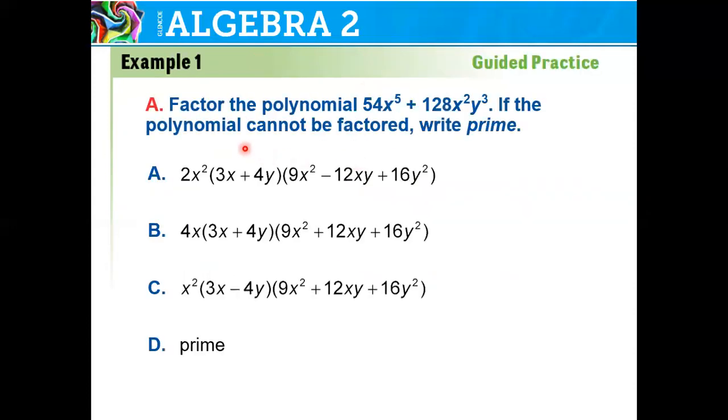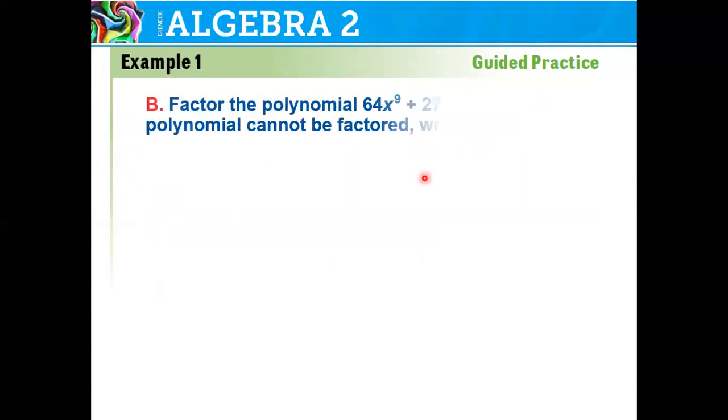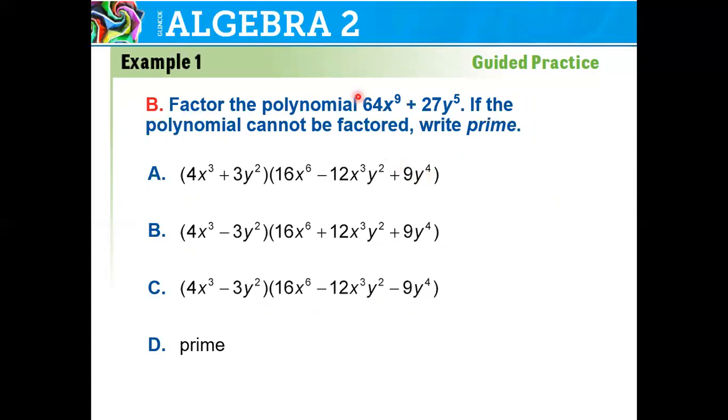Now, let's factor the polynomial 54x power 5 plus 128x squared y cubed. If the polynomial cannot be factored, write prime. You have to check it by yourself. Try if you can do it by yourself. Again, we have 54 here, we have 128, x power 5 and x squared. So we have GCF here. You have to check what's the GCF, then use our method to factorize it. The answer here actually will be 2x squared times 3x plus 4y times 9x squared minus 12xy plus 16y squared.